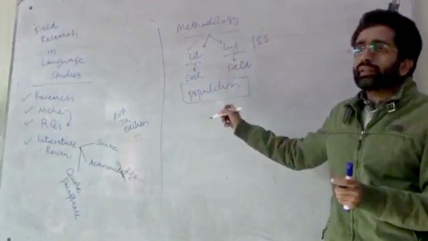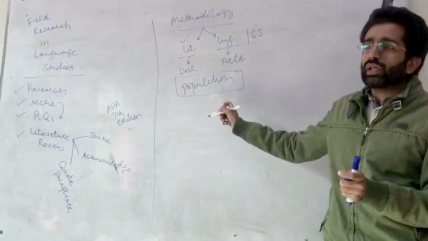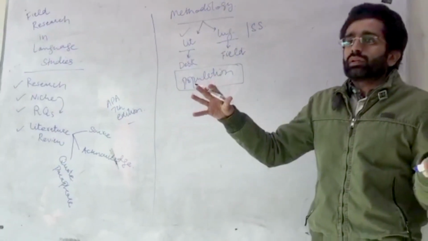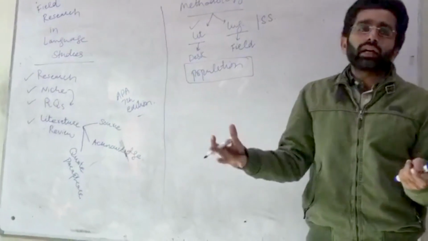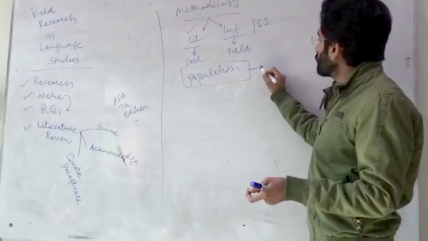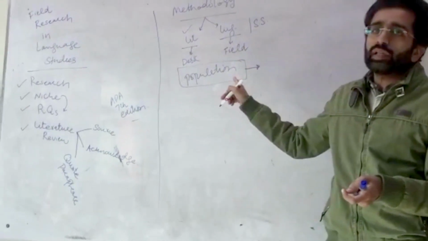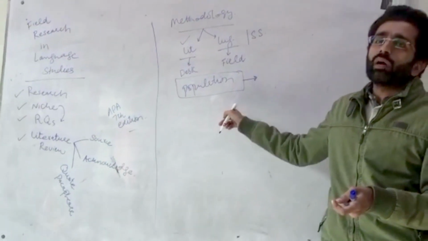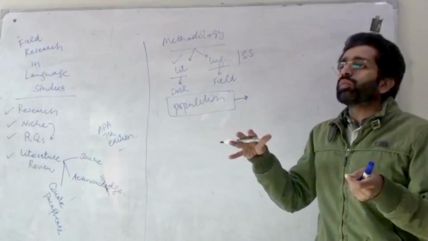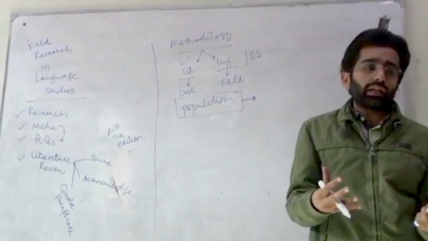Population. So in this field research, there is no text available. You have to interact with humans and collect data. So the entire set of possible participants is called your population. Population means from whom you are going to collect data.